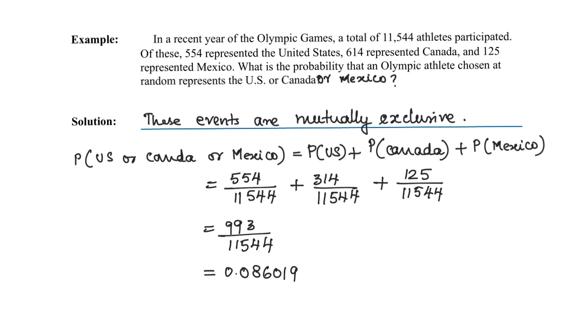Here we just use the simple addition rule because these are mutually exclusive events. It is impossible for an athlete to compete for both the United States and Canada, or for both Canada and Mexico, like that. A particular athlete can compete only for a particular country. That's why it is a mutually exclusive event.